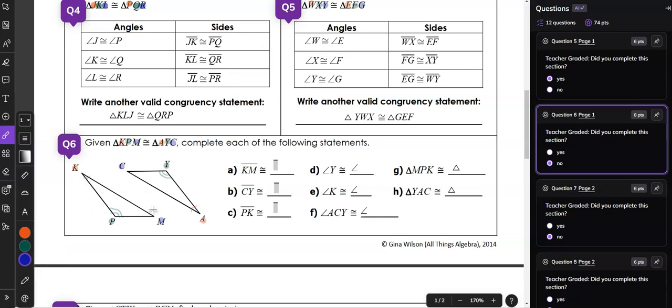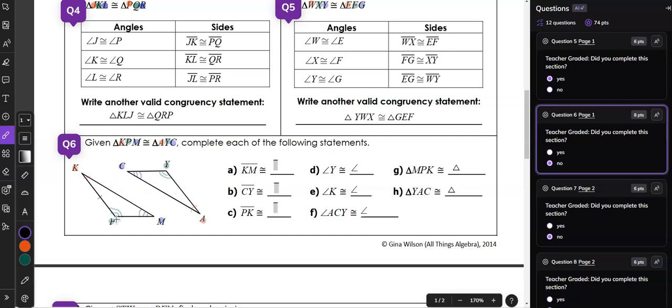And then for the same thing with M and C, you'll mark them with the same number of arcs. And then we are going to mark the sides that are congruent. So let's look here from K to P. So from orange to green, or angle 1 to angle 2, with 1 arc mark to 2 arc marks. I'm going to hold down shift so I can make a straight line, and I'm going to put 1 tick mark there. The corresponding side is going to be AY.